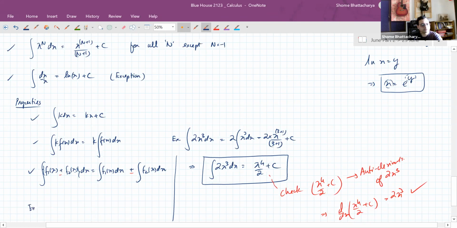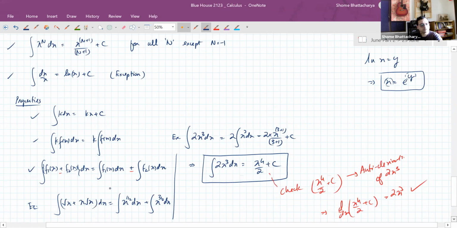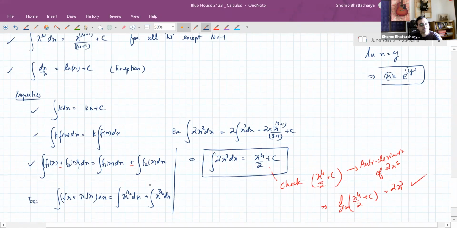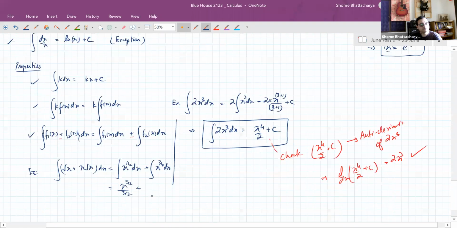So an example of this would be, you want to do integration of root x plus x root x. We'll just break this into two integrals. Integral x to the power half plus integral x to the power 3 by 2. And then we'll just apply this x to the power n rule to both of these. So this one will become x to the power 3 by 2 divided by 3 by 2. This one will become x to the power 5 by 2 divided by 5 by 2. And we can combine the constants of integration and write as one c. So this is 2 by 3 x to the power 3 by 2 plus 2 by 5 x to the power 5 by 2 plus c.